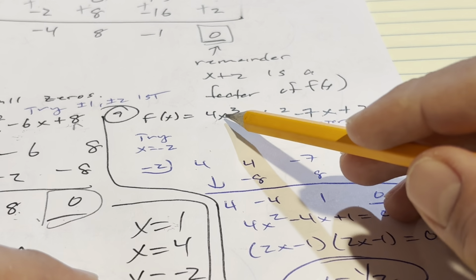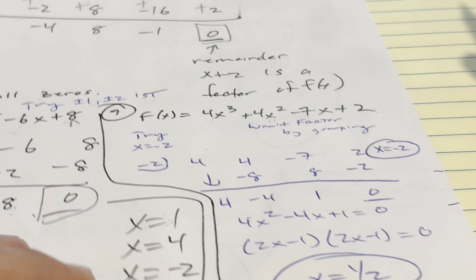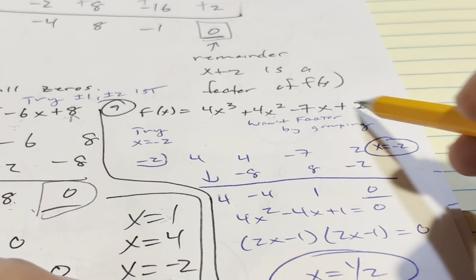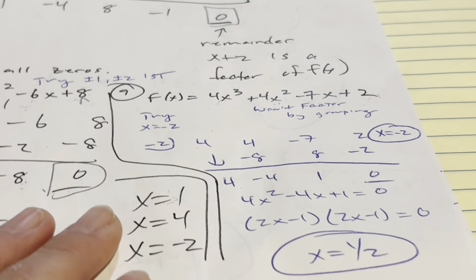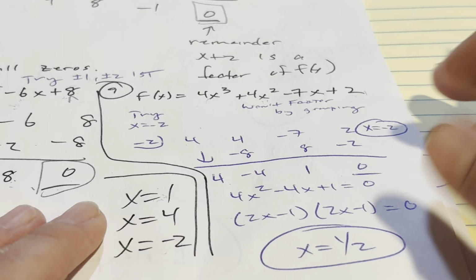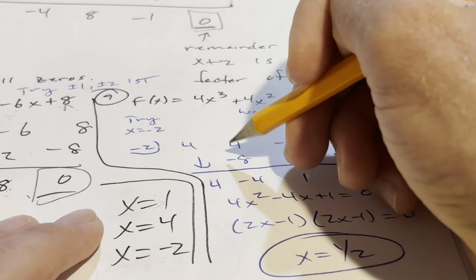Again, you can just plug these numbers into f of x. You don't have to use synthetic division. If you plug 1 in for x and don't get 0, it's not a solution. So negative 2 is going to work, guys. You're going to have plenty of time to do guess and check. We'll talk more about this in class.